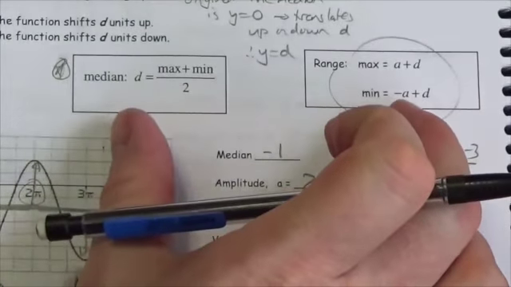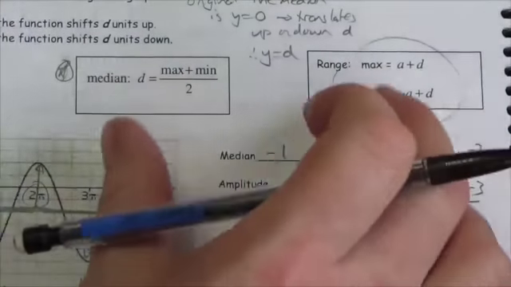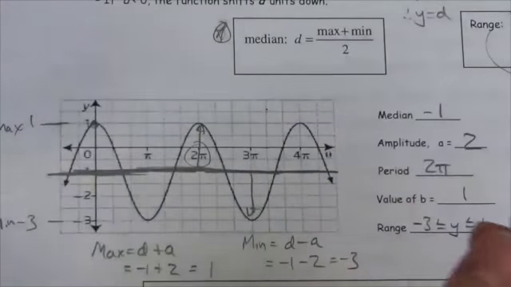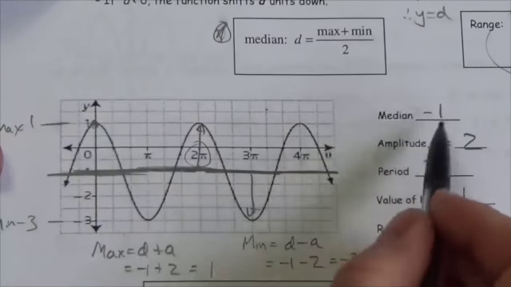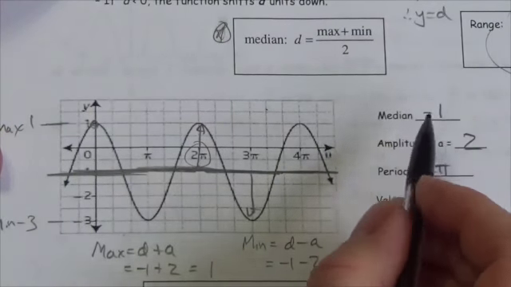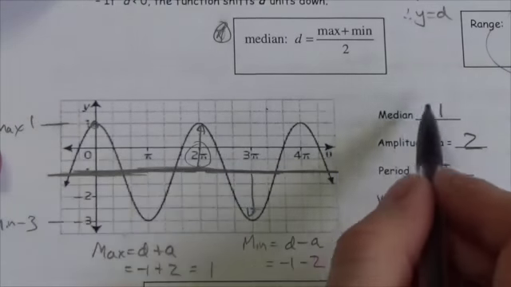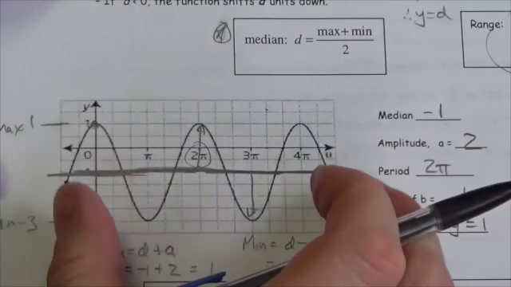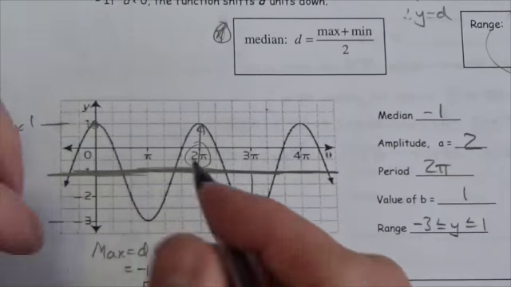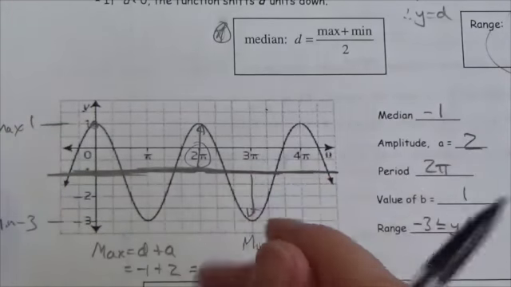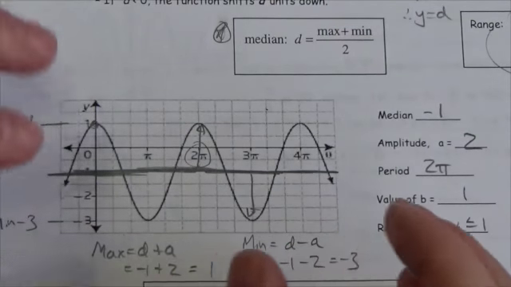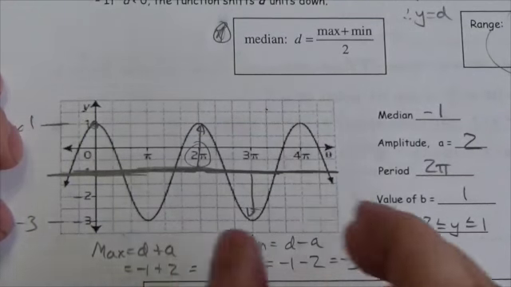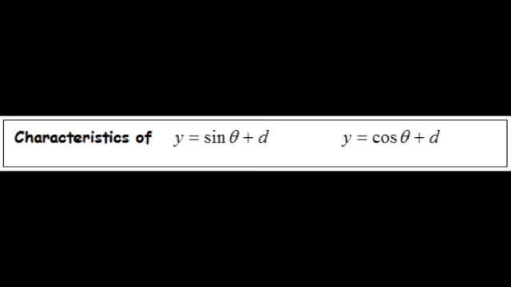You need to know those formulas, though. They won't show up on the formula sheet, but they are ever so useful. Additionally, once you've established what the median is, what that d value is, I suggest you draw a nice dark line along that value, because that will identify the middle of the graph. That will help not only with determining the period of the graph, which it did in this case, but you'll see in a little bit that it's also going to help us determine the horizontal translation, the characteristics of sine of theta plus d and cosine of theta plus d.